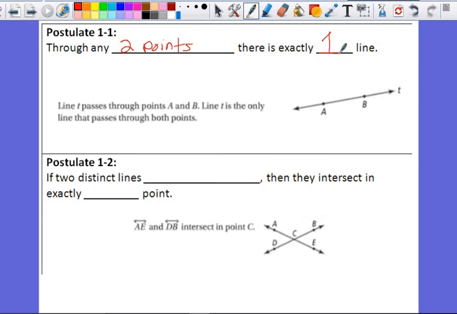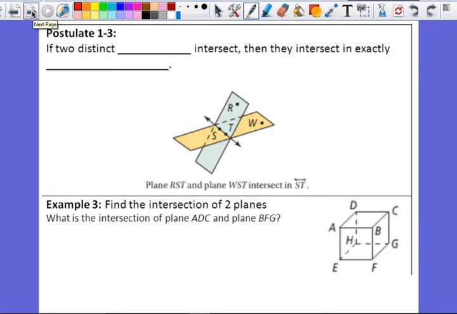All right. The next one: if two distinct lines intersect, then they intersect at exactly one point, which means if I have two lines that cross, they cross exactly one time. They can never cross more than that. To do that, they would have to bend. In that case, if they start bending, then they're no longer considered a line, right?